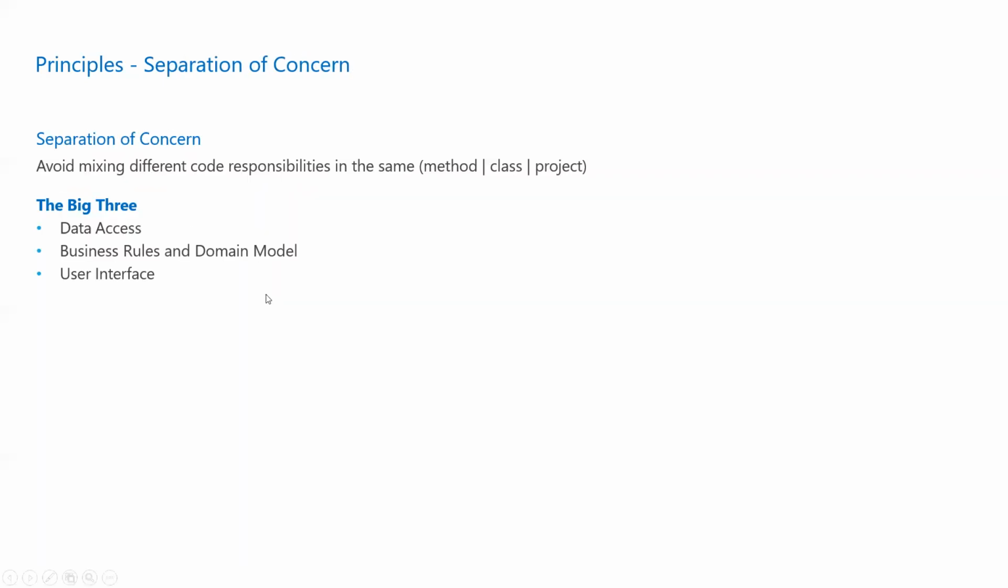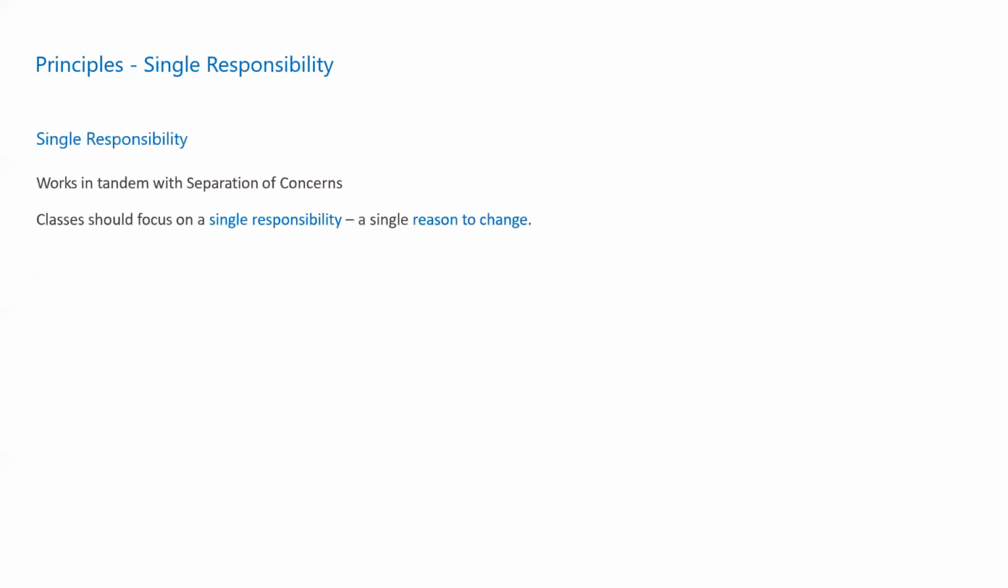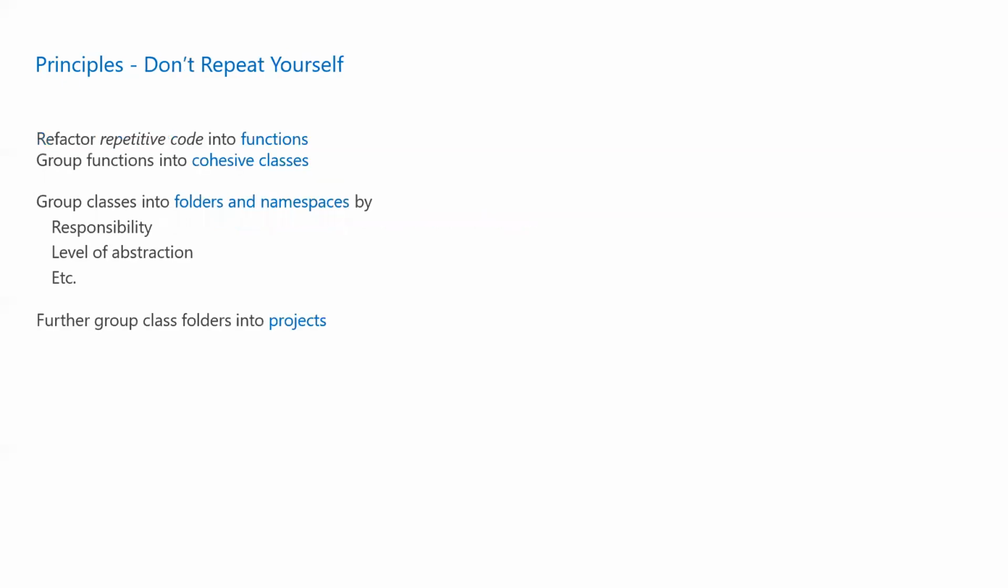Make sure that we are not mixing these, at least for addressing the separation of concerns principle. And the single responsibility principle: make sure that you change a class for only one reason. If you are changing the same class for two reasons, that means you are not following the single responsibility principle. So follow the separation of concerns principle to support single responsibility. Don't repeat yourself: make sure that your code is not repetitive.